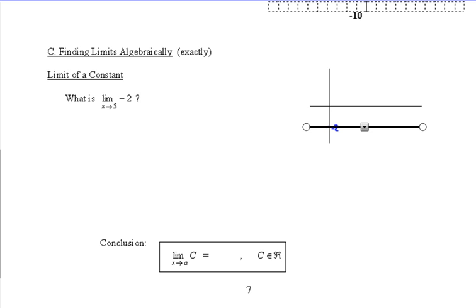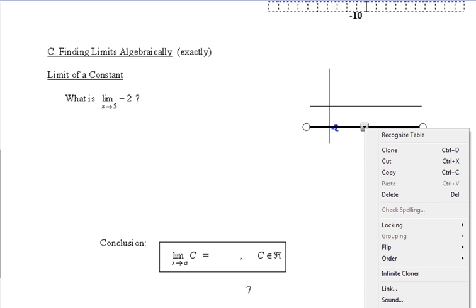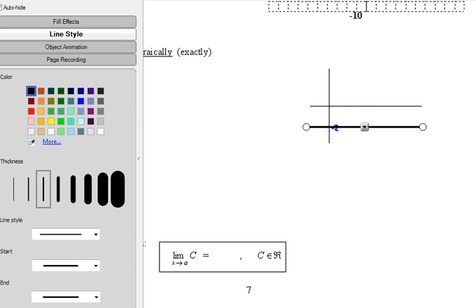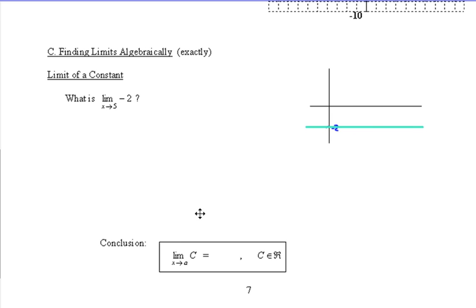Yes, we can find a limit. So here's x equals 5. Where our y value, as we approach 5, what y value are we going to approach? -2. Anywhere on the line, what will we always approach? -2. So we're asking what y value it's approaching.